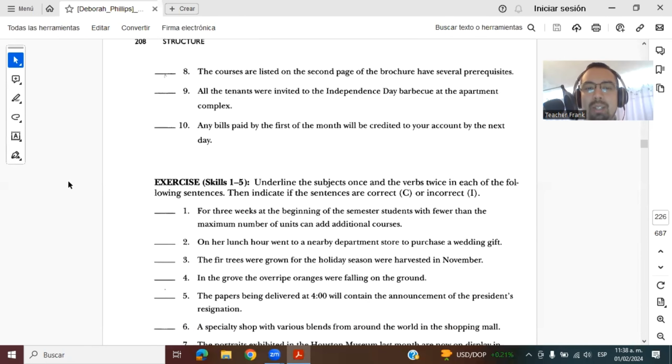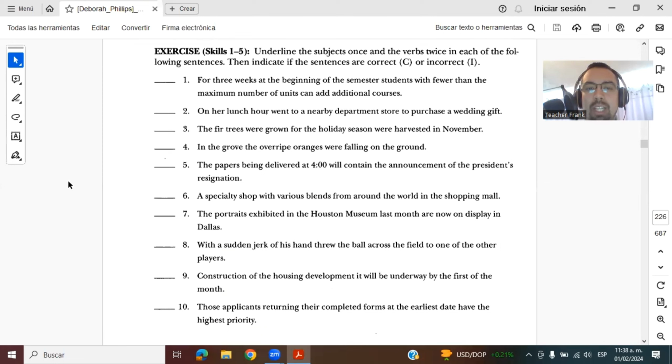So let's do this exercise. I'm going to leave this right here for a moment so you can pause the video. This exercise is very simple because all you have to do is underline the subjects once, the verbs twice, and then indicate if they're correct or incorrect, okay? So right now, pause the video and do number 1 to 10, and we'll check it in a moment, okay?